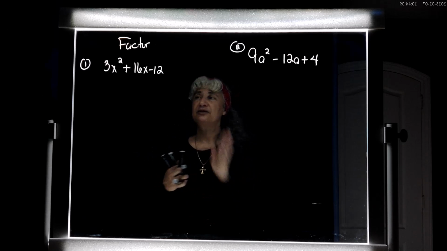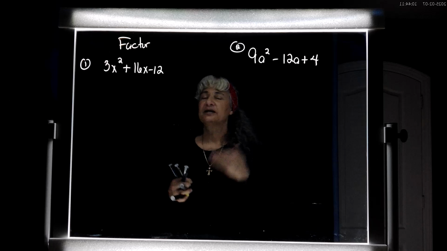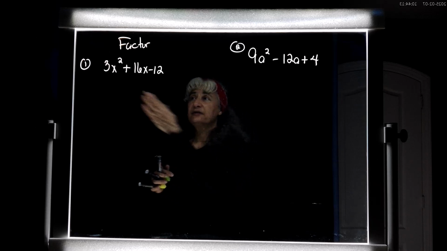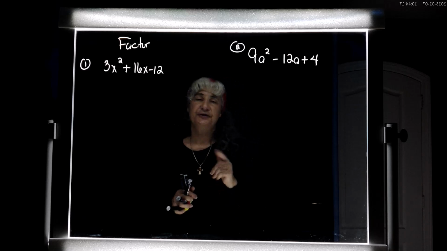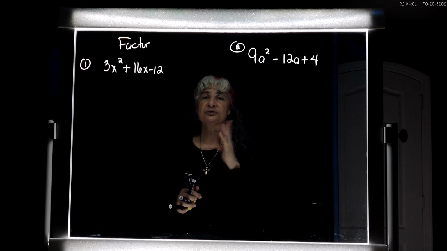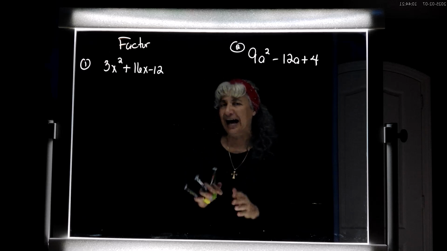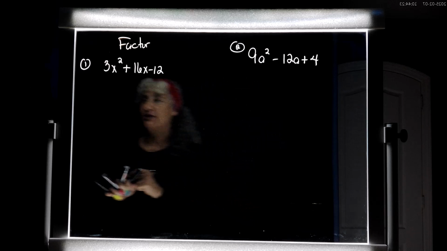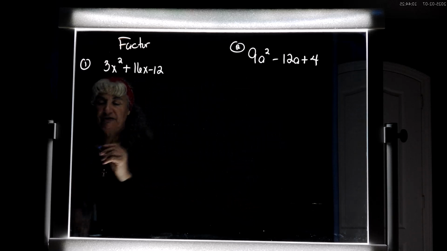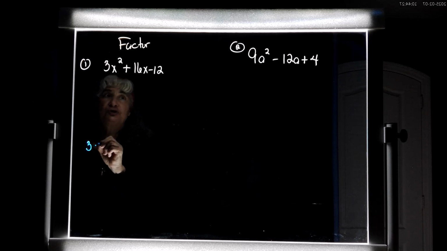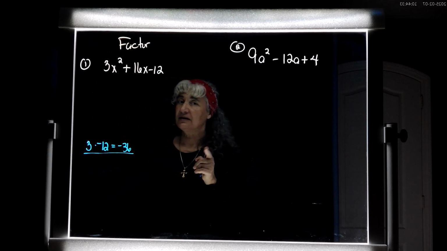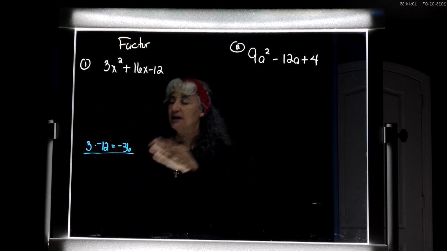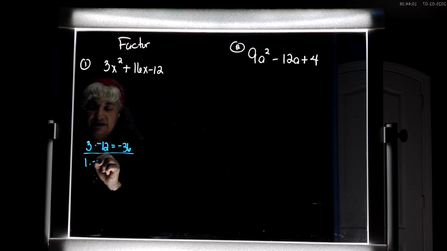Make sure it's in descending order, is it? Excellent. Then what? Look to see if you can take anything out. Is there anything in common? Nope. Then what? Make 3 terms into 4. Got it. How? I heard you. Take the lead coefficient, multiply by the constant, and that gives us negative 36. And then find all the combinations that multiply to negative 36.